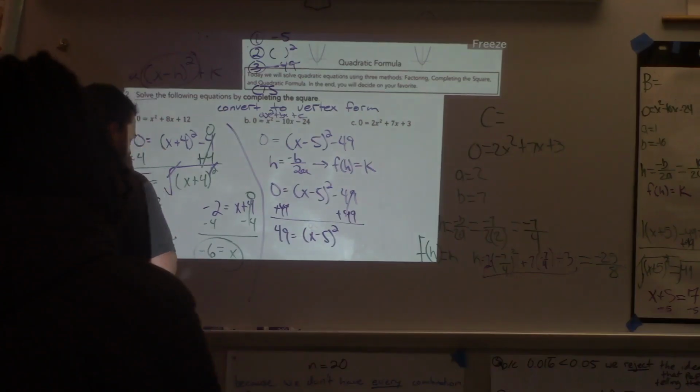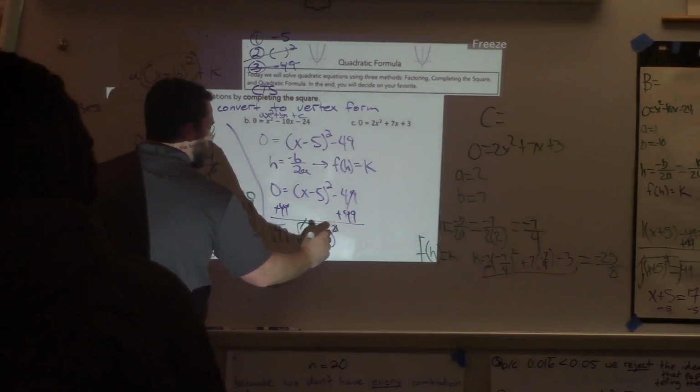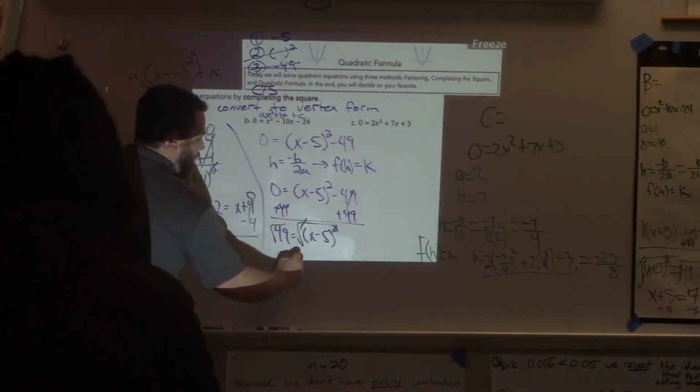I'm confused. Then, now I take care of my square. Which one are you confused on? Now, we've got to be careful and remember, x minus 5 equals what?